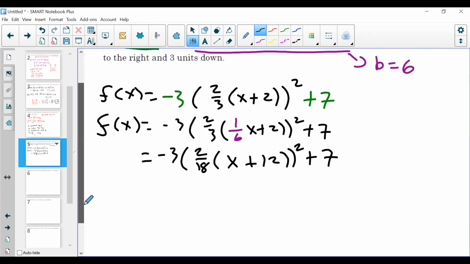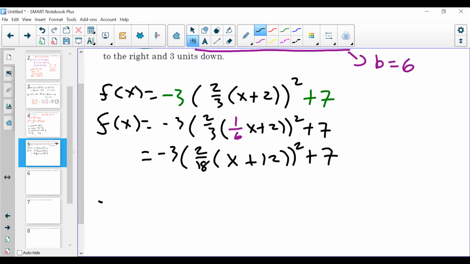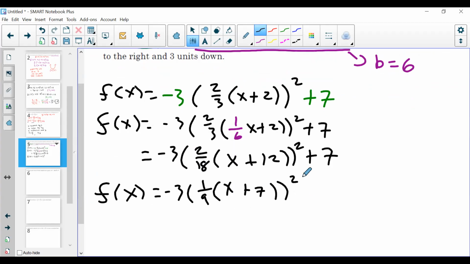And then lastly, I'm going to go 5 units to the right and 3 units down. So f of x is going to equal negative 3. That 2 over 18 can become a 1/9. And then I'm going 5 to the right. If you're going 5 to the right, that means you're going to subtract 5, because remember, your h is 5, so you put in a negative h. So you have x plus 7, all squared, and 3 units down, that 7 becomes a 4. Any questions about that? Does that make sense? Ready to keep going?